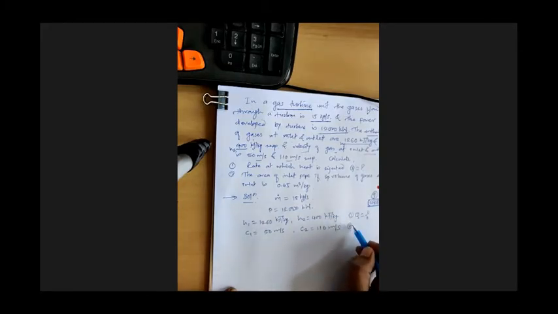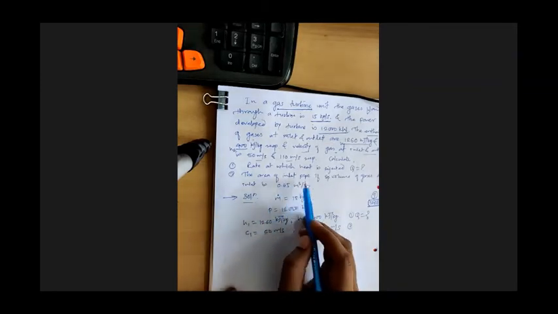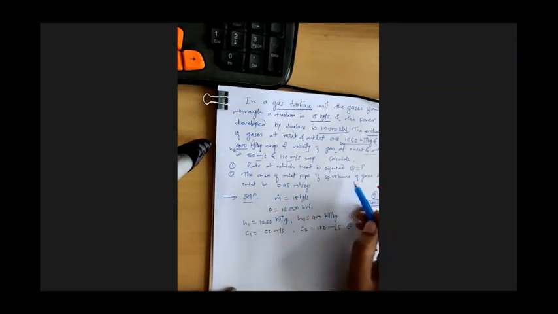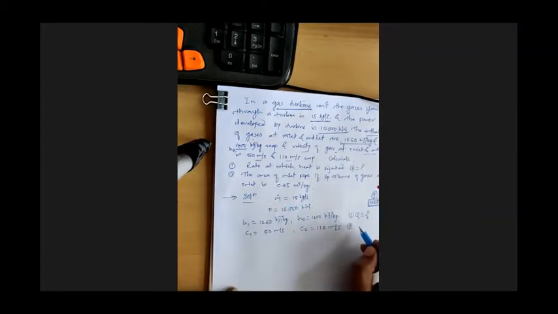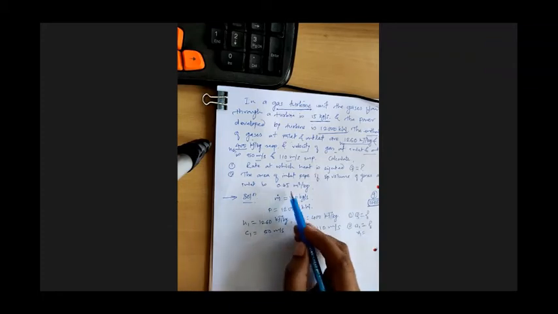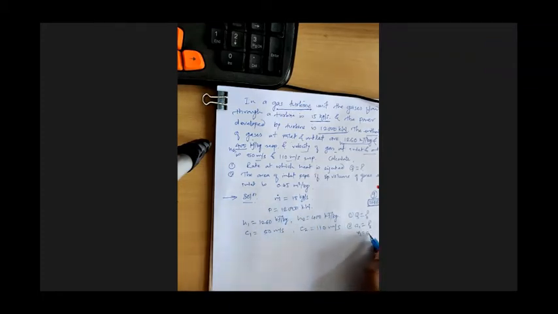And second, they have asked to calculate the area of the inlet pipe if the specific volume of gases is 0.45 meter cube per kg. We need to find A1, that is the area of the inlet pipe. For that, what input is given? They have given us small v1, the specific volume at inlet, that is 0.45 meter cube per kg. Okay, so this is the given data.